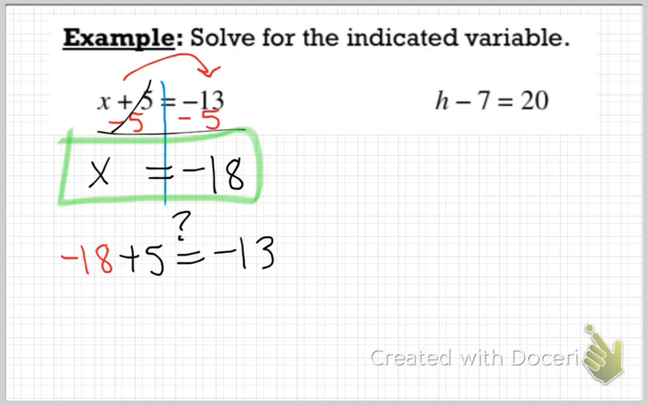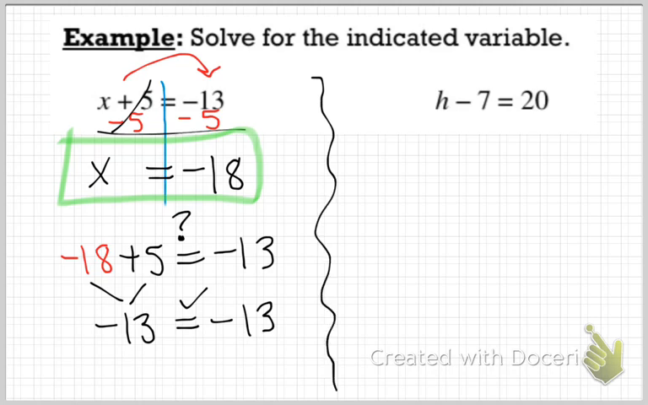We're trying to find out, is this really true? Well, negative 18 plus 5, that's negative 13. Guess what? Negative 13 is exactly the same as negative 13. And that's how you check your work. We did it right. Next problem.